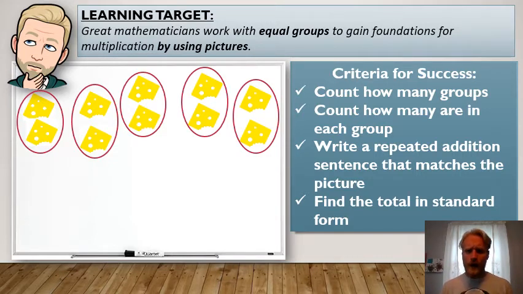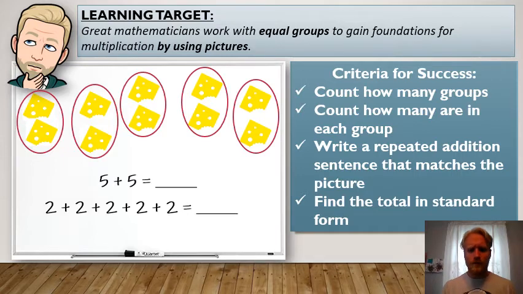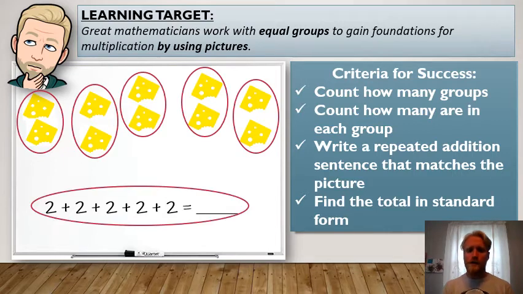So I now want to write a repeated addition sentence. Which of these sentences matches my picture? 5 plus 5, or 2 plus 2 plus 2 plus 2 plus 2? Which one of those matches? If you said 2 plus 2 plus 2 plus 2 plus 2, ding, ding, ding, you got it. Nice job, that's exactly right. There are 5 groups of 2, so I have 2, 5 times.